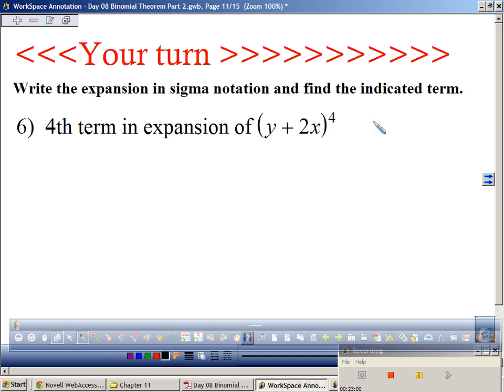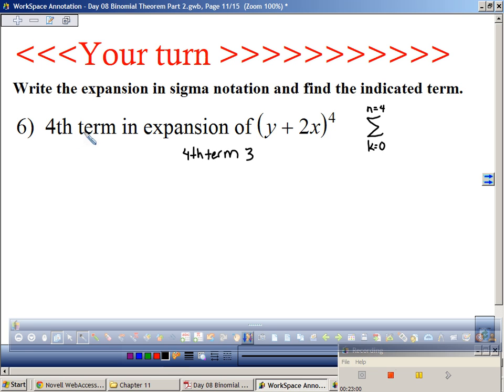So, I'm going to do sigma. What does n equal? 4. And what does k equal? 0. If I want the 4th term in the expansion, right? If I want the 4th term, what is k going to be?